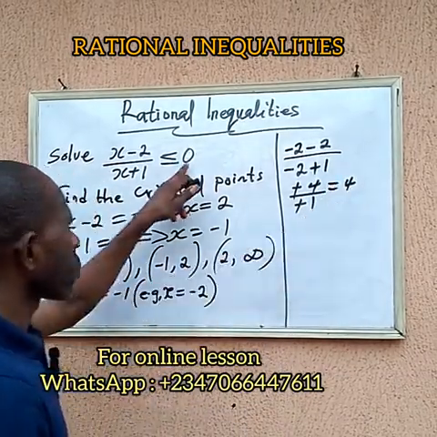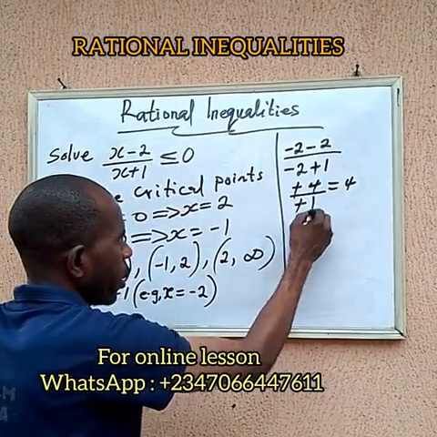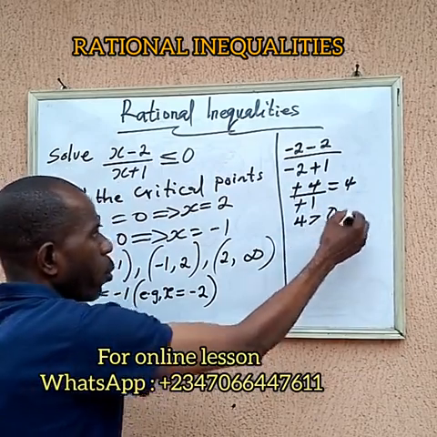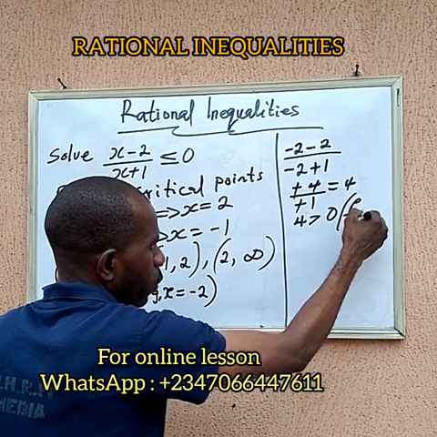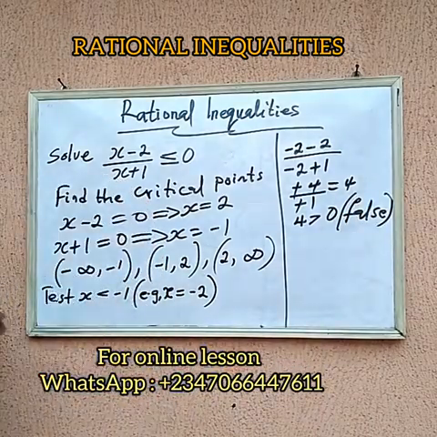So x cannot lie in this interval. Why? Because it does not give us exactly 0 or even a negative number. So x here is greater than 0. So this point is false. So we shall reject this set of values here.